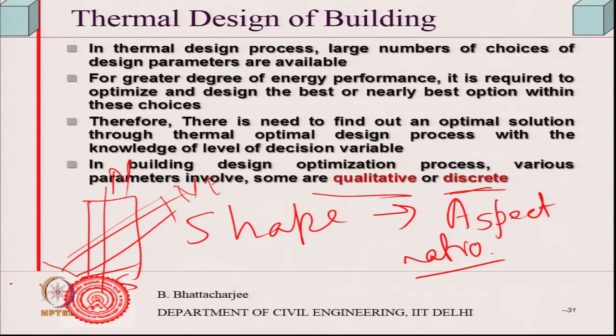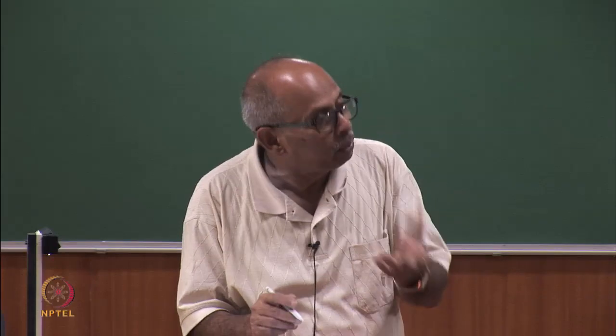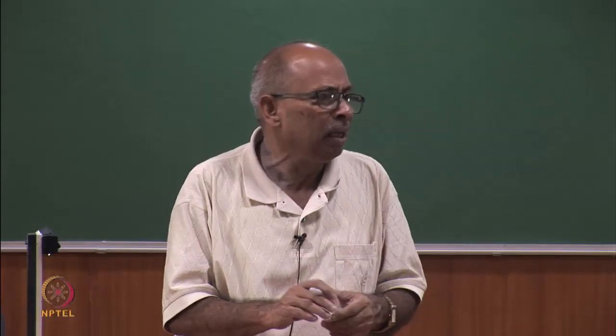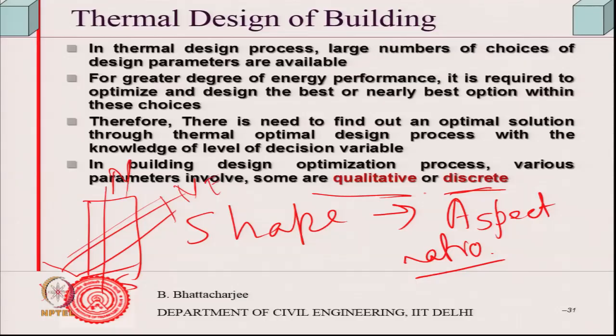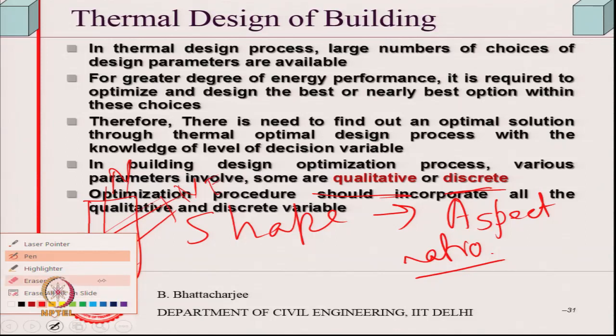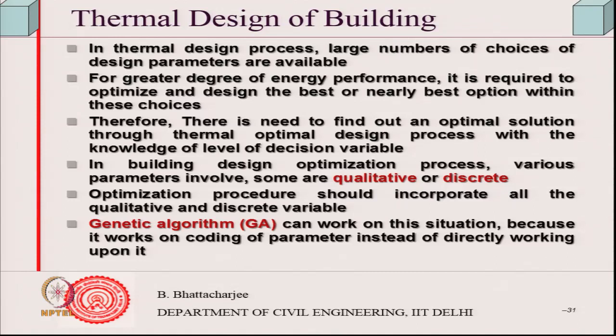So, orientation 1, so these are qualitative. You can codify them, it may be possible to use them in a continuous manner, but not really practically usable. So, basically they are qualitative and discrete. Some of them are qualitative and discrete. So, the optimization procedure should incorporate qualitative and discrete variables, right? Any kind of evolutionary algorithm helps there best.